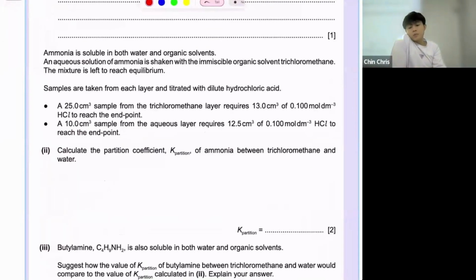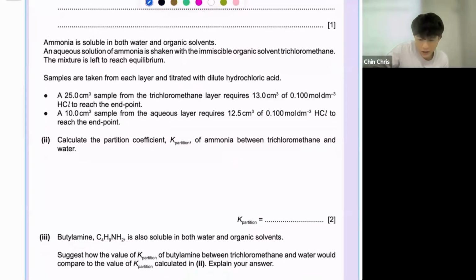So ammonia is soluble in both water and organic solvent, trichloromethane. So your KPC, it's pretty obvious: the partition coefficient between trichloromethane and water is NH3 in organic solvent over NH3 in aqueous. Okay, go.